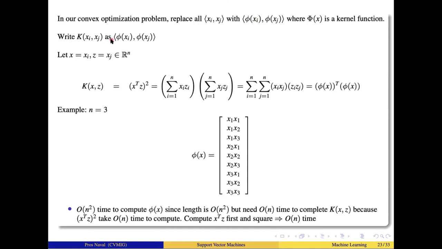So let's have an example of a kernel function. Let's write this as k of xi, xj. And to simplify matters, so that we don't get very confused with the xi and xj, let's just simply write x for xi and z for xj. So now the kernel for x and z is equal to this. It's now equal to the kernel.